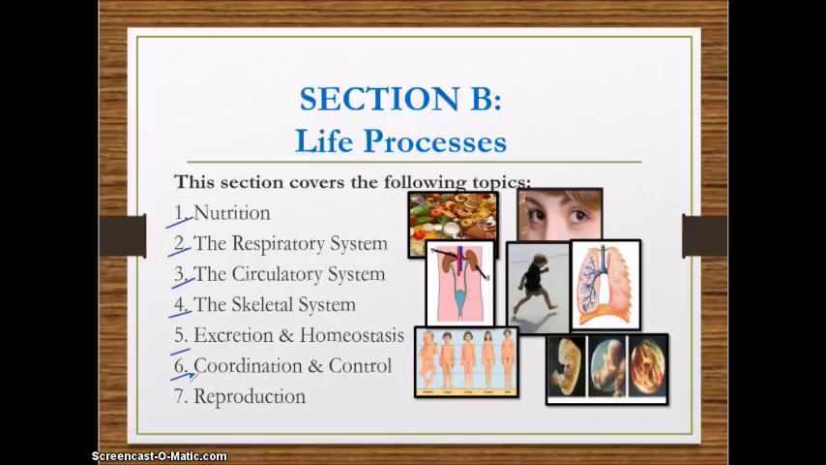Sixthly, we have coordination and control. So this is dealing with the nervous system, the brain, the neurons, sense organs, the structure and function of the eye, which would include accommodation, sight defects, and then finally the endocrine system. So those are the key topics you should know in coordination and control.